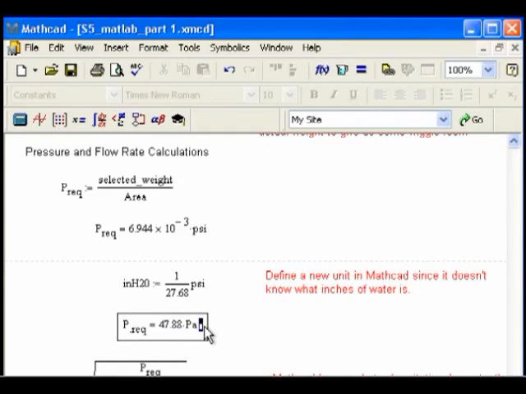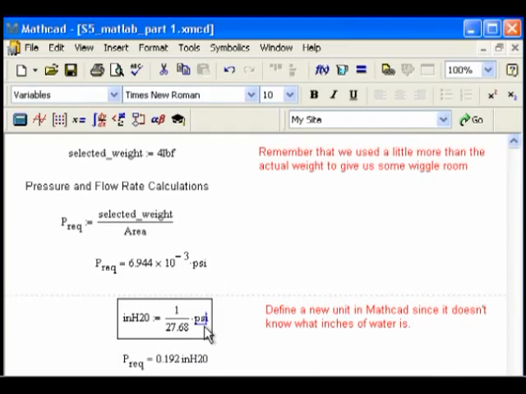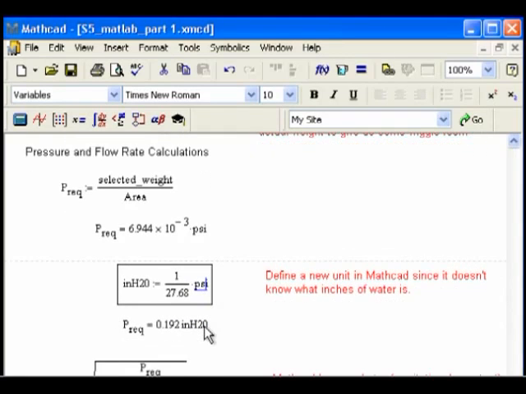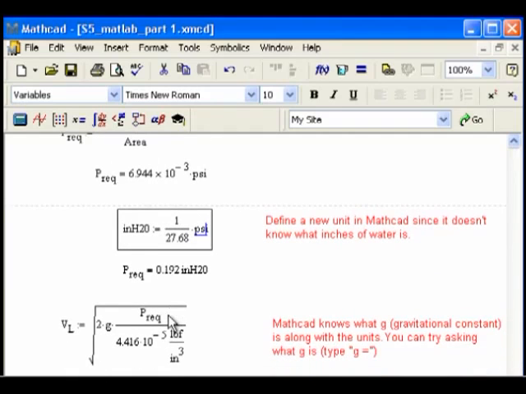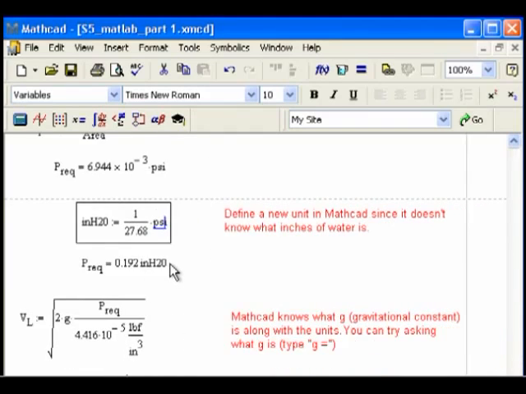47.88 pascals. But I don't want it in pascals. I want it in this new unit measurement, so I'll ask it to give it to me in inches of H2O. And it goes ahead and converts that to inches of H2O, because I defined a new unit here, so now it knows what it is. Okay, and I'll need that, of course, when I go to my data sheet.